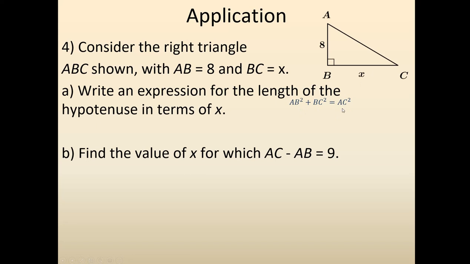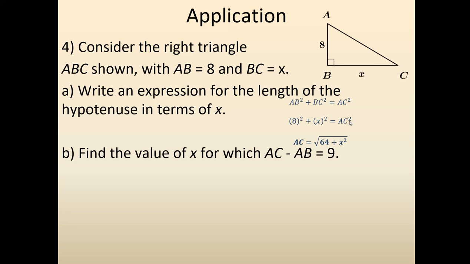So we're looking for AC. That's what the hypotenuse is. So I plug in 8 for AB, and I'm going to plug in x for BC. So I get 8 squared plus x squared equals AC squared. Because I want AC, that means I have to take the square root of both sides, so I get rid of this square on here. And I end up getting my equation as AC equals square root of 64 plus x squared.